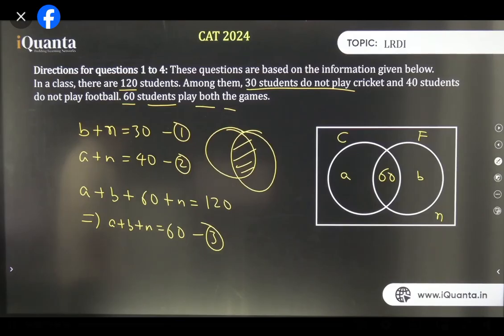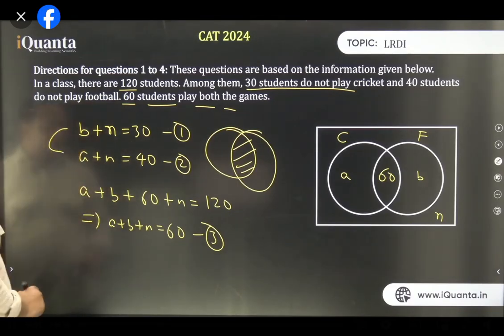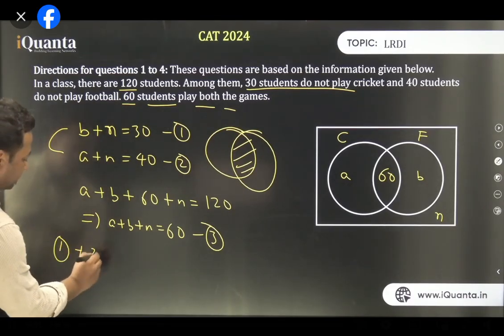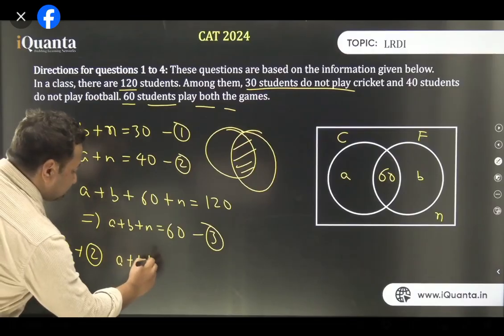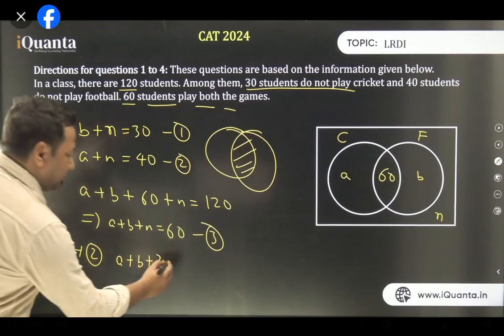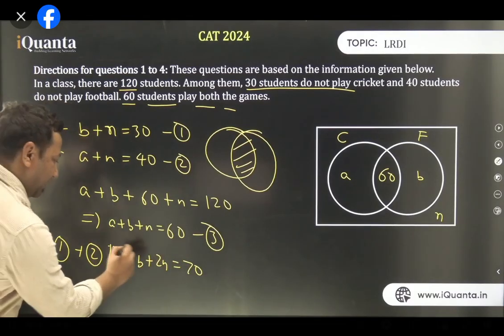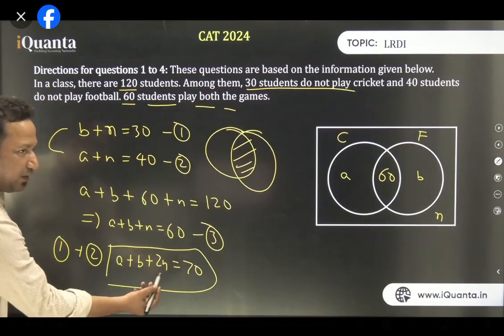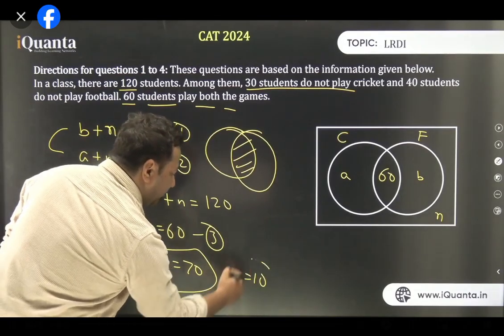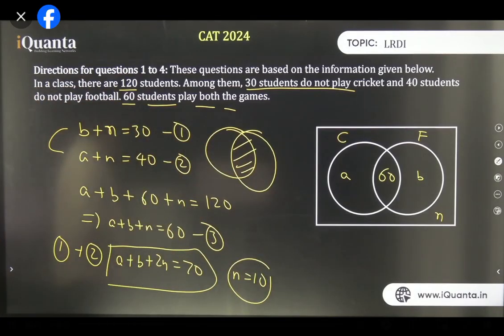Understood? Now if I add these two, what do I get? Adding equation 1 and 2, I get A plus B plus 2N, that is equal to 70. And now if I subtract 3 from this, I'll get N only, right? That will be 10, and now putting the values, we'll get all the answers.